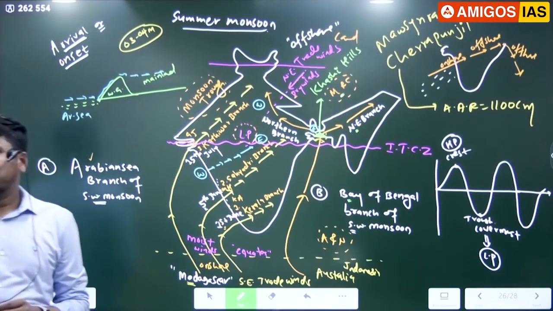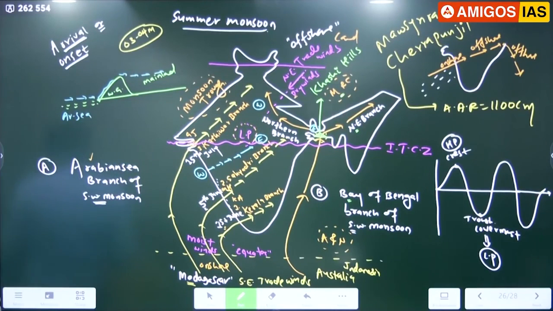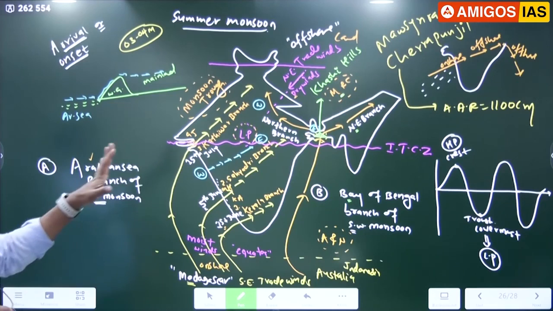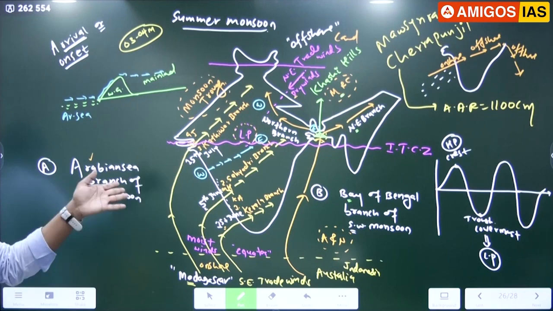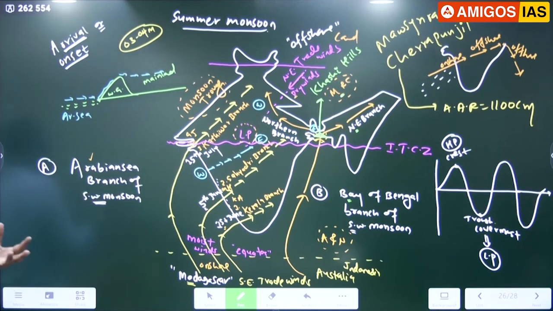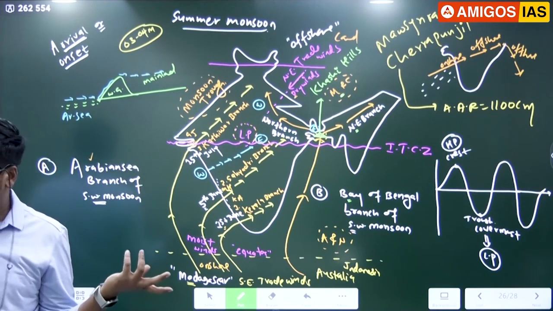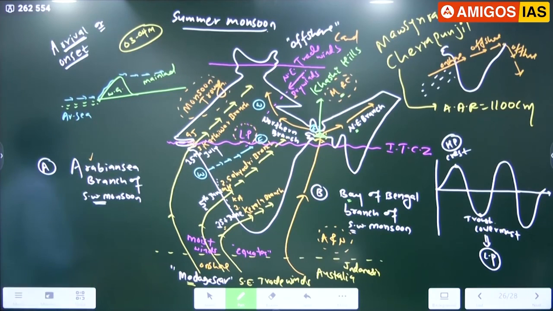That is AAR, annual average rainfall of 1100 centimeters. Listen, I have already discussed this, but still I am giving it again because multiple revisions will help you remember the concepts, right? So your AAR, annual average rainfall, is 1100 centimeters, and that's why we call Mawsynram and Cherrapunji the most wet place in the world. The most wet, nothing but those that receive more rainfall. The world's driest place is Atacama, and the most wet place is Mawsynram and Cherrapunji.